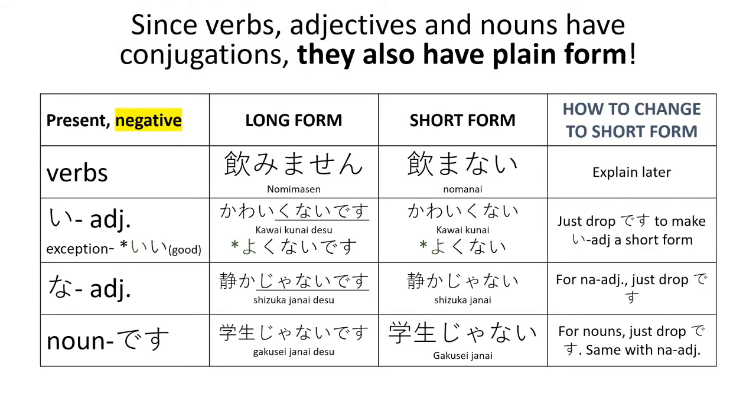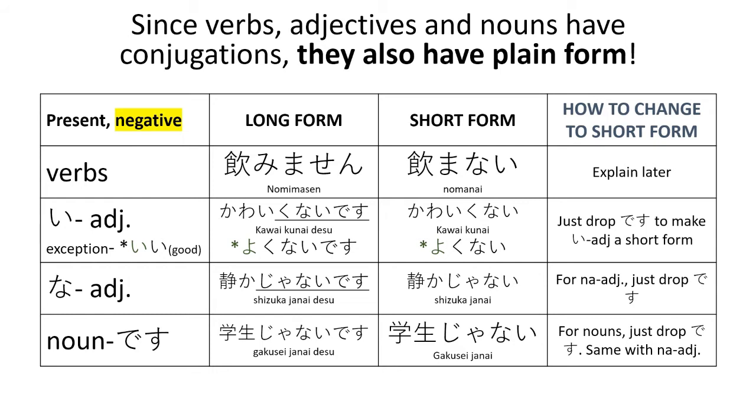Now, for the negative forms. Here we have, for example, the verb nomimasu. Nomimasen. And its short form is nomanai. I will explain later. For the i adjective, kawaikunai desu. We remove desu. Kawaikunai. Here, as you may have noticed, kawaii has two i's at the end, and we remove the last i and replace it with kunai.